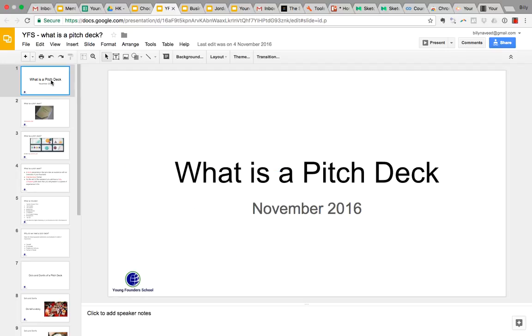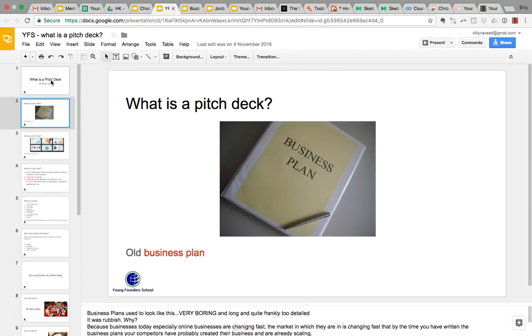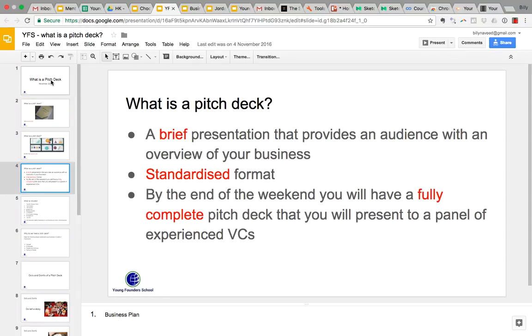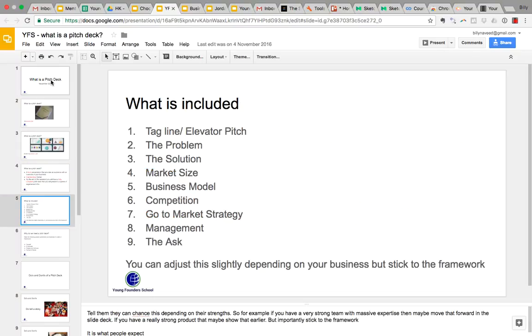So moving on to what is a pitch deck. We talk about the pitch deck as a new form of a business plan. It's a very standardized format, and this is what they're going to be aiming to complete by the end of the weekend. And what we've done is we've taken 9 slides out of a standard 12 to 15 page pitch deck, and these are the slides they're ultimately going to be filling in.